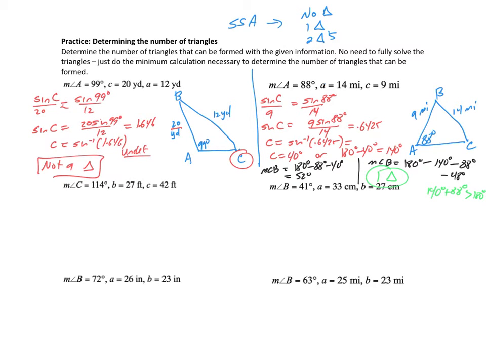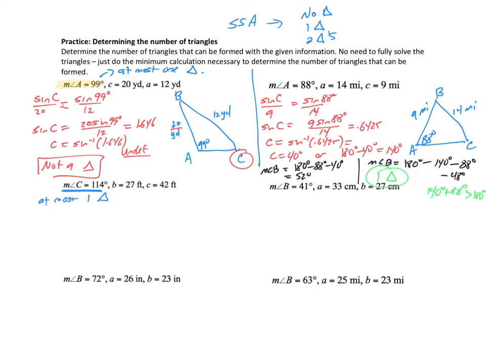That's possible. In the next example, we're given that the measure of angle C is 114 degrees. Since this is an obtuse triangle, we know we have at most one triangle. And I forgot to mention in the first problem as well, when we had the measure of angle A is 99 degrees, we also know here that we have at most one triangle.